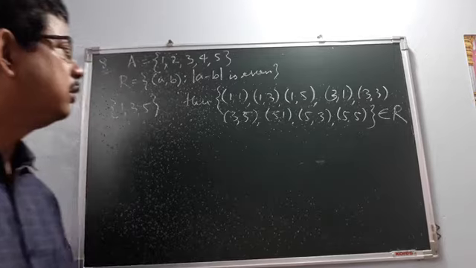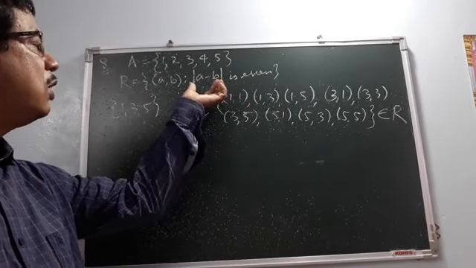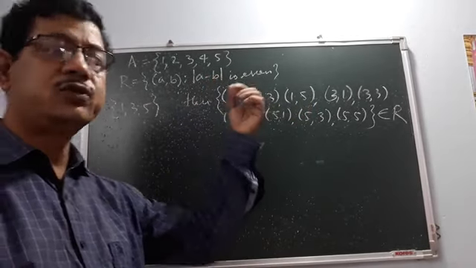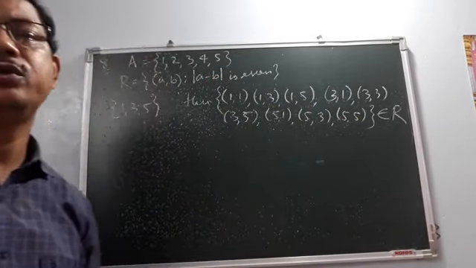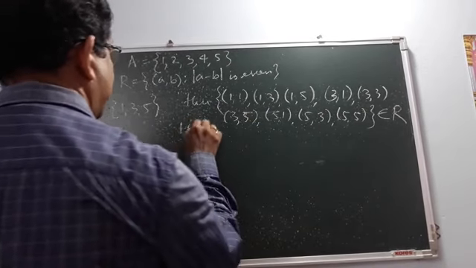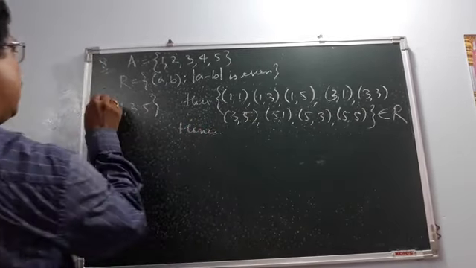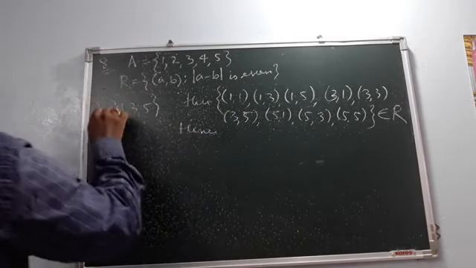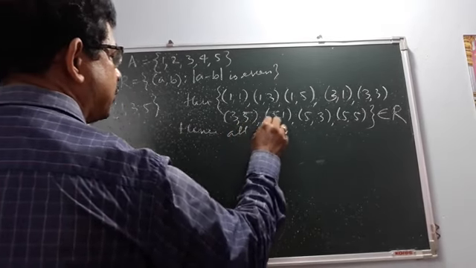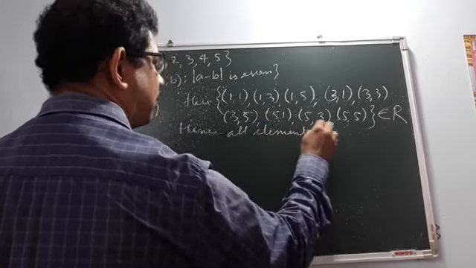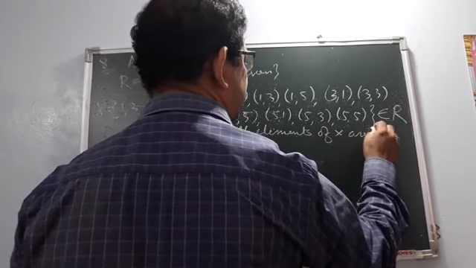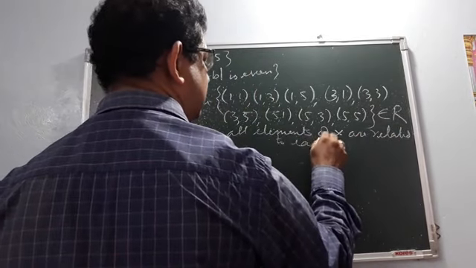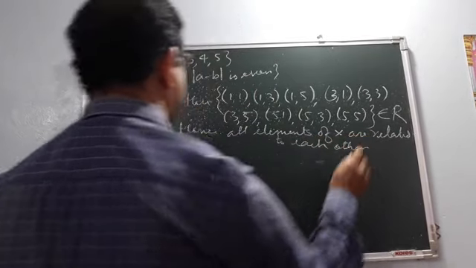Is it belongs to R? Take any element, suppose (1, 3). Modulus 1 minus 3 is what? 2, even number. (1, 5). Modulus 1 minus 5 is what? 4. Like that, every difference you will find even. Hence, if I take this one as suppose, better take X. Hence, all elements of X are related to each other. So this is the proof.